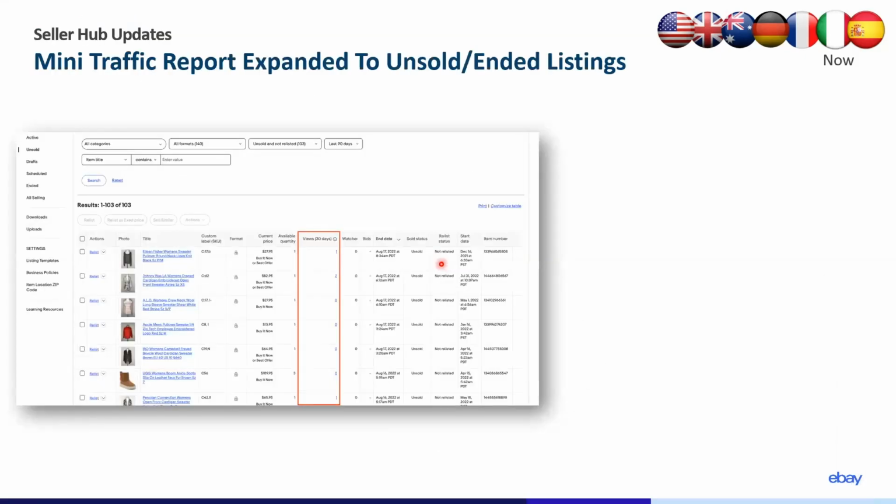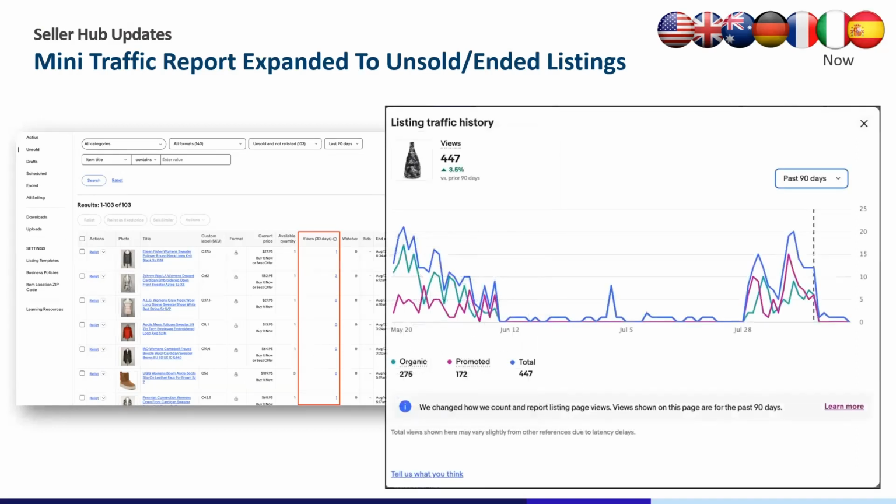The mini traffic report was launched as part of the view count update that went live in Q2. It provides sellers with insight into listing views, showcasing the trends across promoted and organic traffic for up to 2 years of a listing lifespan. As part of this release, we have introduced a number of user interface updates and improvements to the mini traffic report, including indicators for the end date of a listing, in order to streamline the user experience. This mini traffic report is now available on active, unsold, and ended listings, and also the view item page.